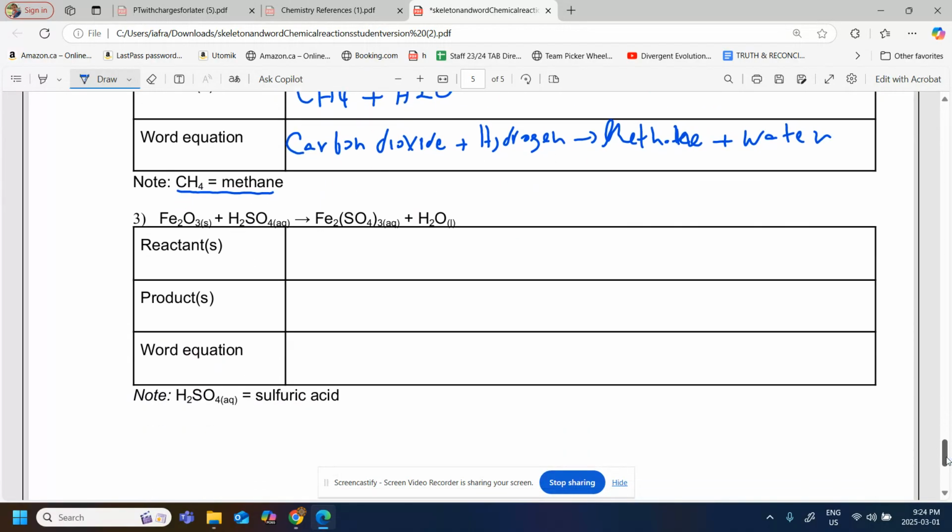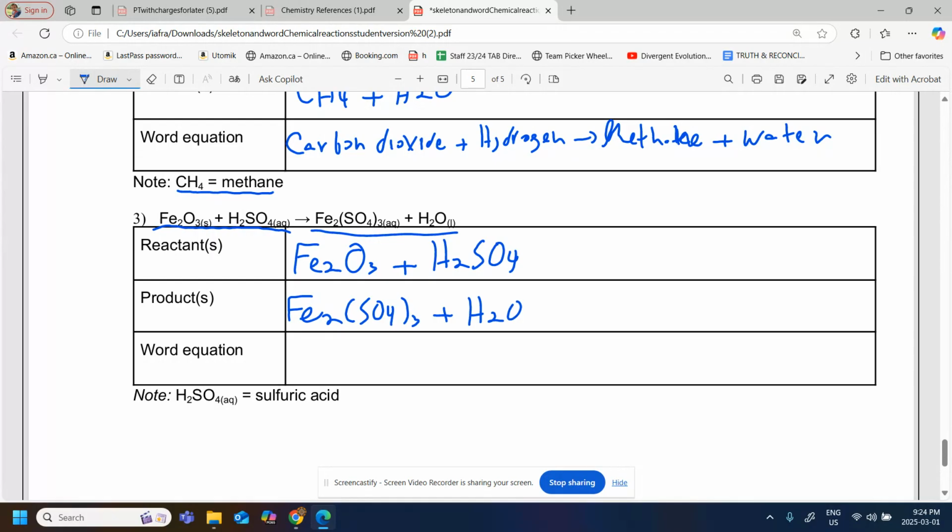So the last one, the reactants again are on the left side of the arrow. So we have Fe2O3, plus we also have this H2SO4 here. We have our products on the right side, Fe2(SO4)3, plus some water.